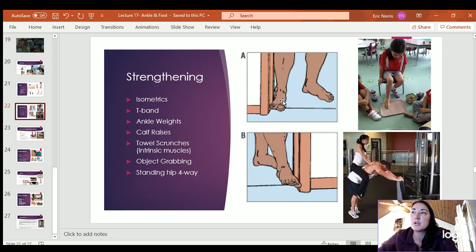Here they're just showing you how to help focus on inversion, eversion up here, and inversion down here if that's one of the things that you're wanting to strengthen, kind of like an isometric pushing into the doorway.